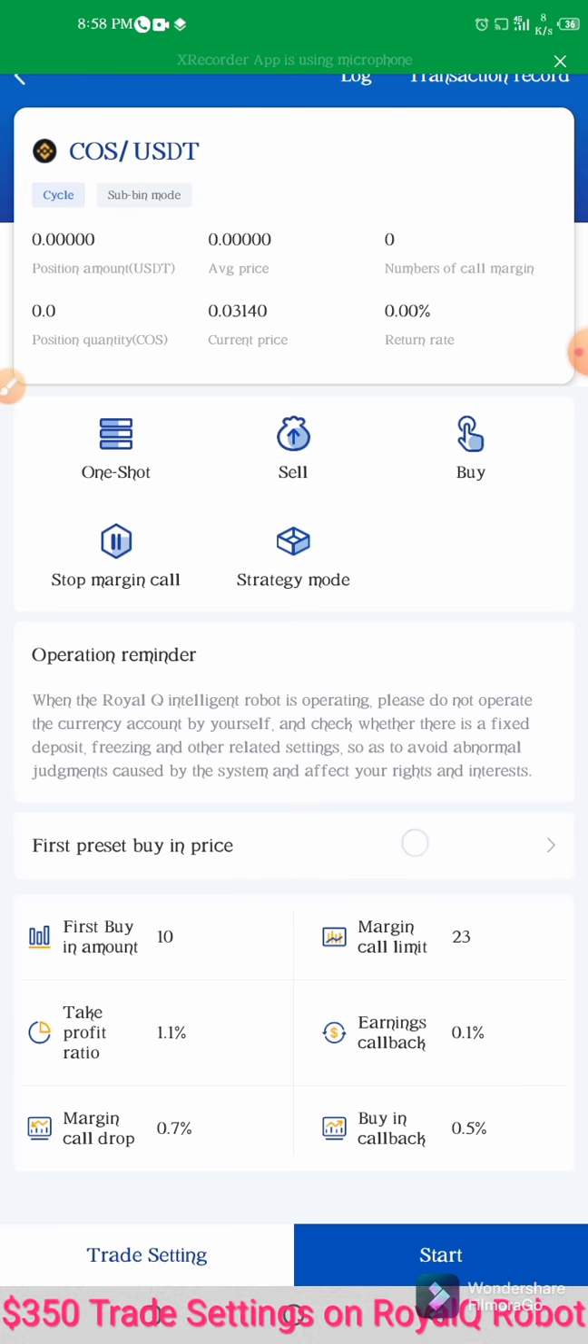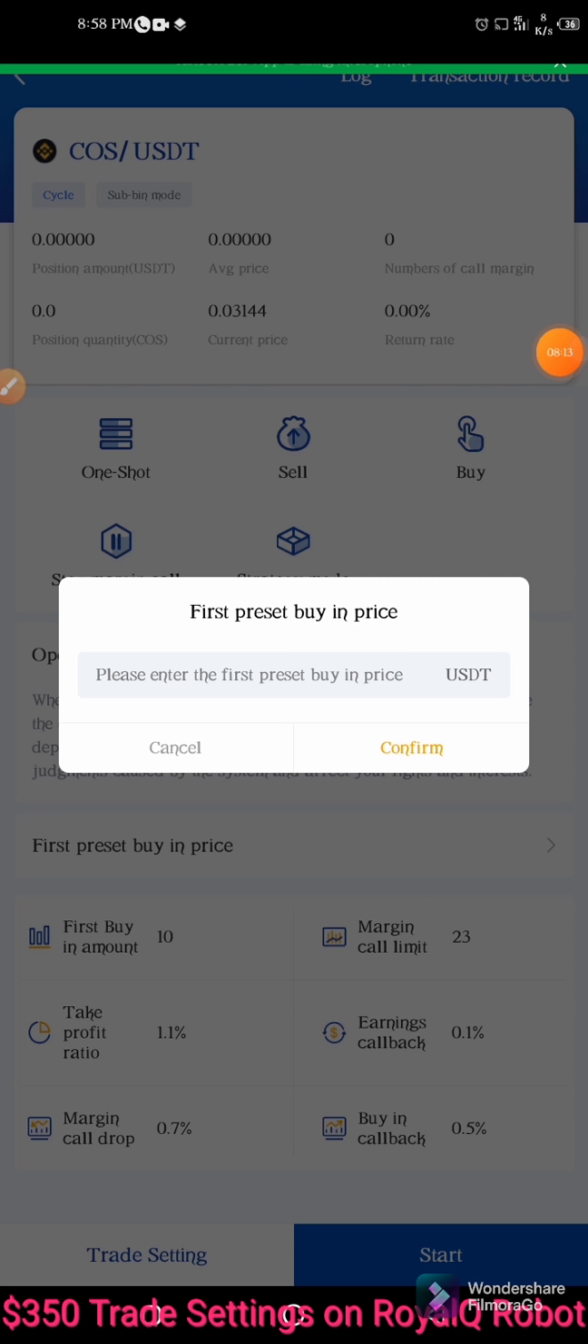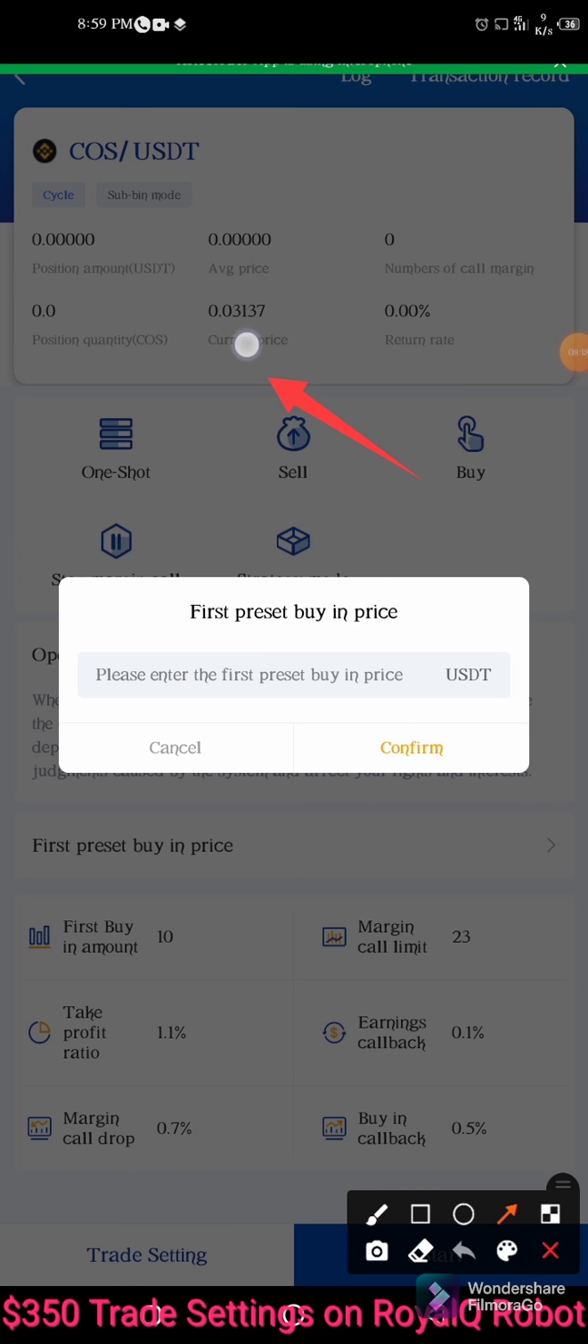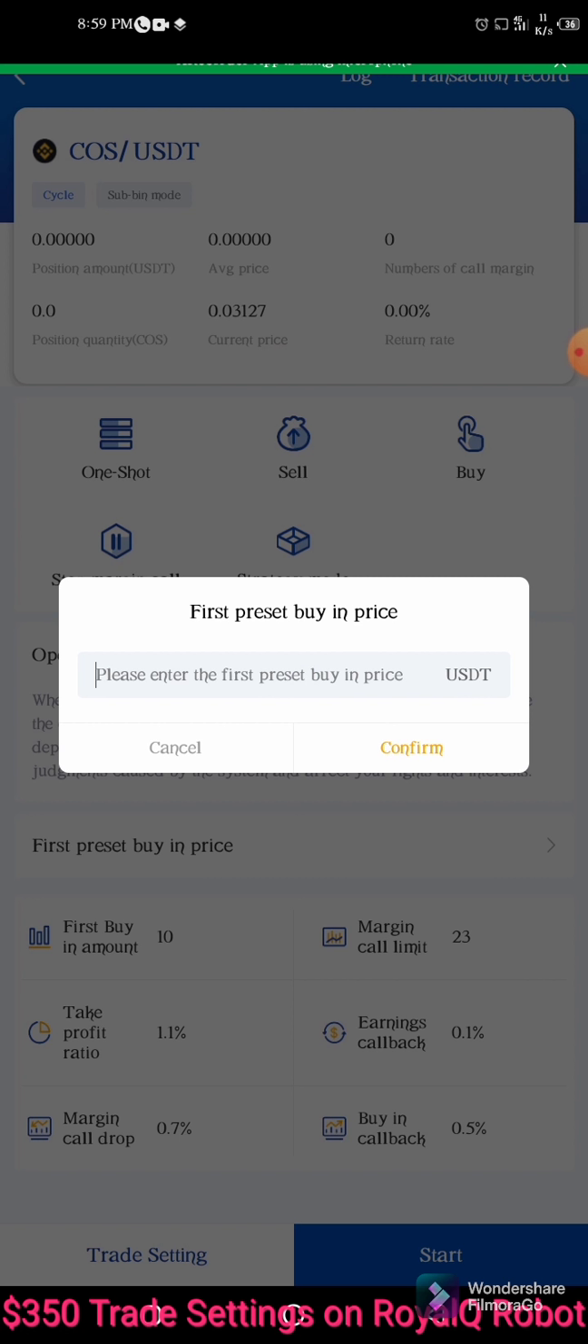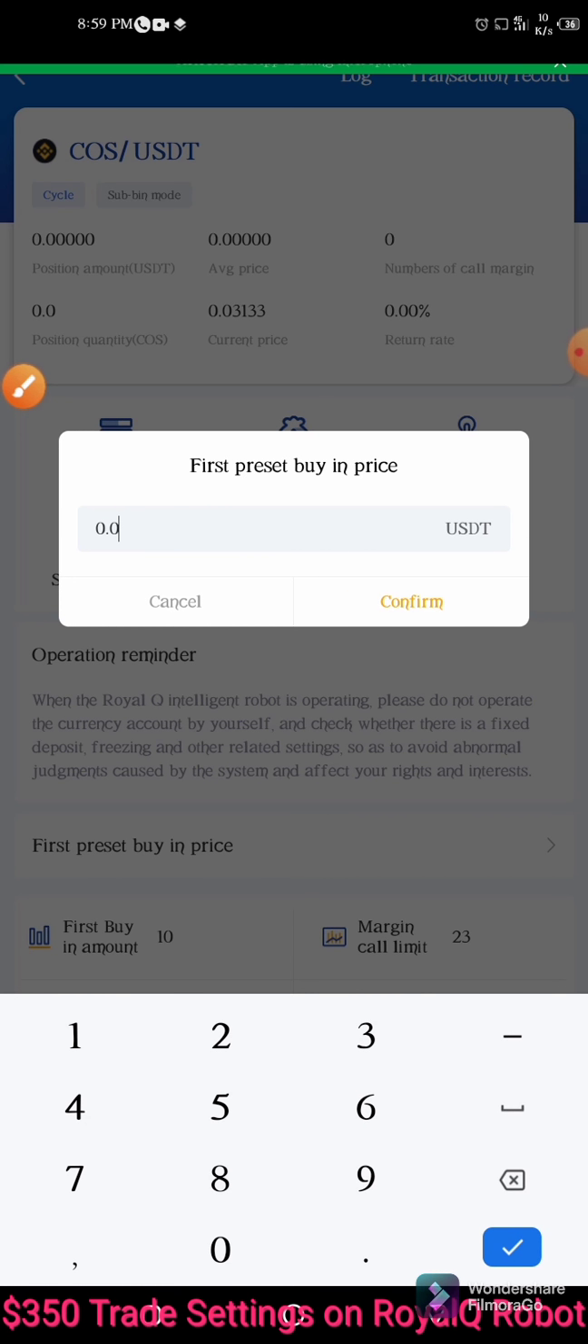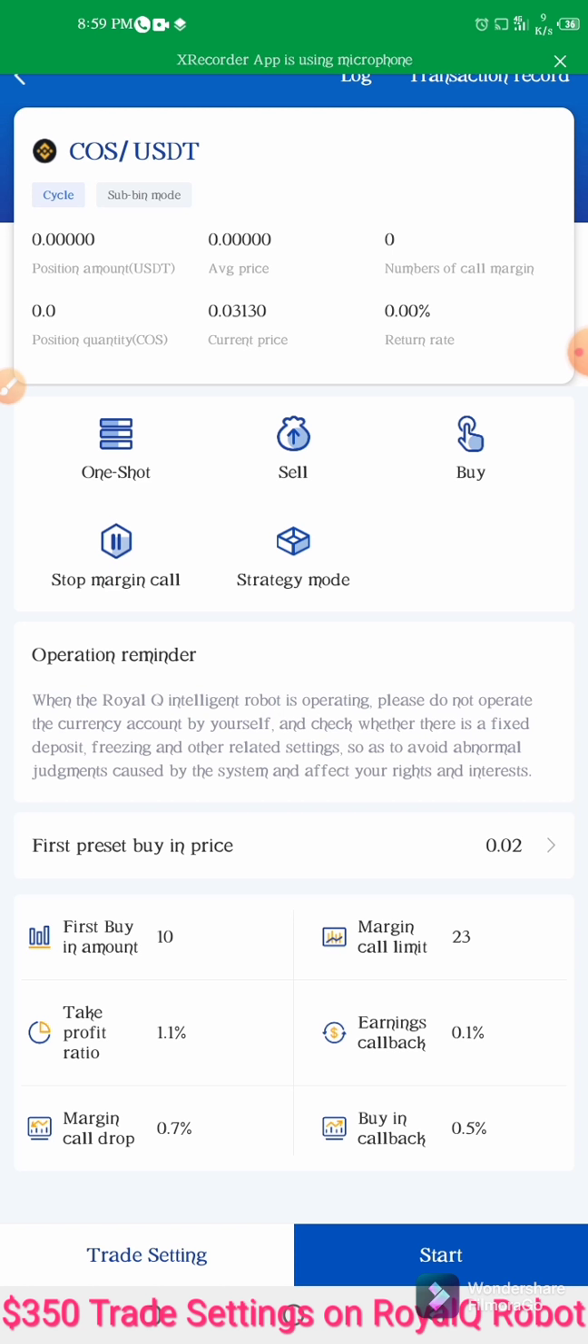And then if you don't want to buy at the current price, this is the current price, 0.03. So I don't want to buy at this price. I want to buy at 0.02. Okay, when the price goes down to 0.02, I want you to start buying and selling these coins. Okay, with these trade settings, you are covered by 71% dip. You have made provision for 71.5% dip.